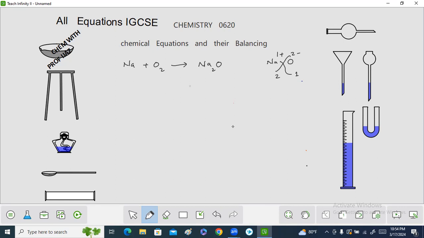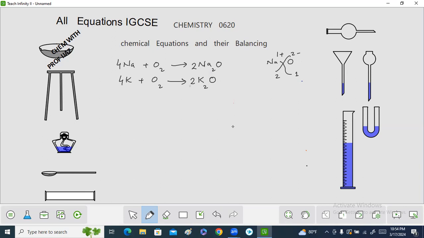Now there are two oxygen atoms on the left hand side, so we can put 2 here. For sodium atoms, we can put 4 here. So this is the balanced chemical equation. All group 1 metals can react in the same way with oxygen to form oxide. Like sodium, potassium also reacts with oxygen to form potassium oxide, and the balancing coefficients are the same.